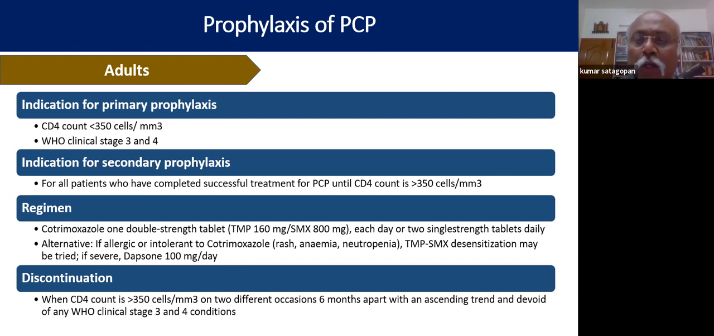Suppose a person weighs 48 kg, the therapeutic dose is 48 means 12 tablets in a day in divided doses. Whereas in prophylaxis, it is only 1 double strength tablet for all. So this is regarding the treatment. I am telling you, every 4 kg, 1 double strength tablet. When the CD4 count is low, single strength tablet. When CD4 count is more than 350, we can stop the PCP prophylaxis.